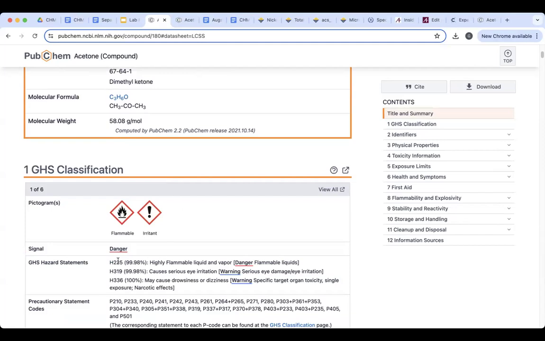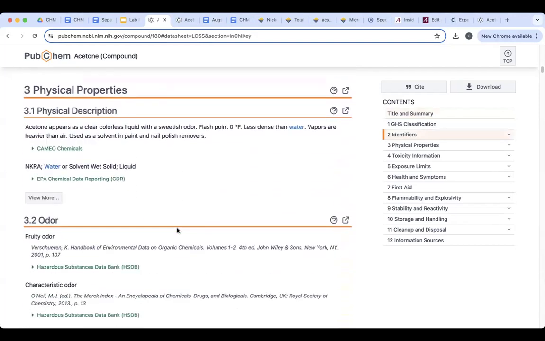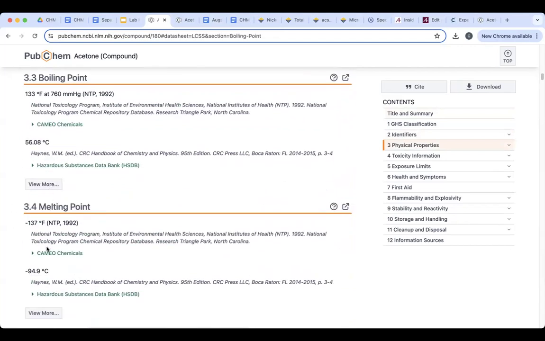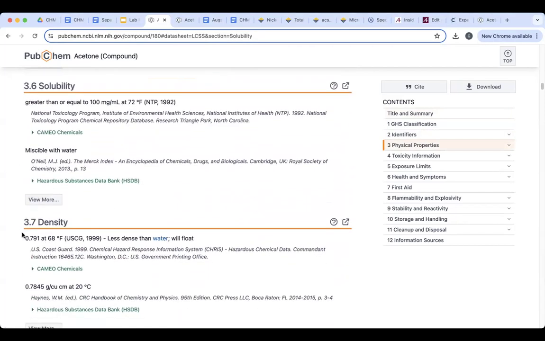Again, here is our safety data that you'll want to include. If we keep going down, we'll get our physical properties, such as boiling point information, if that's necessary for your procedure, the melting point, if that's necessary, solubility, and density. Density is also a really good one to include in your notebook as well.